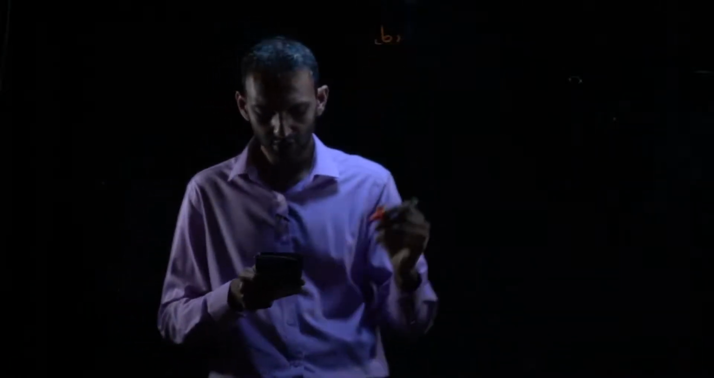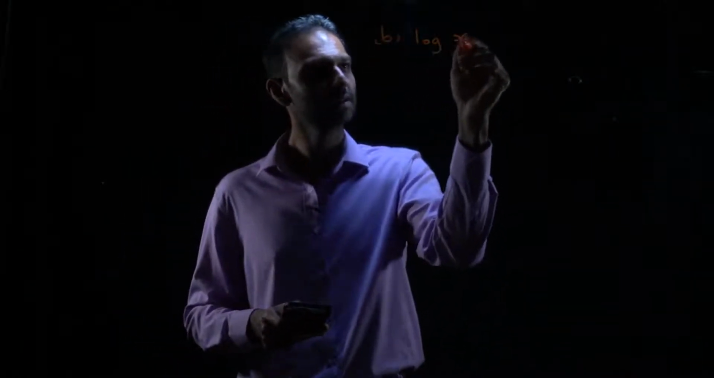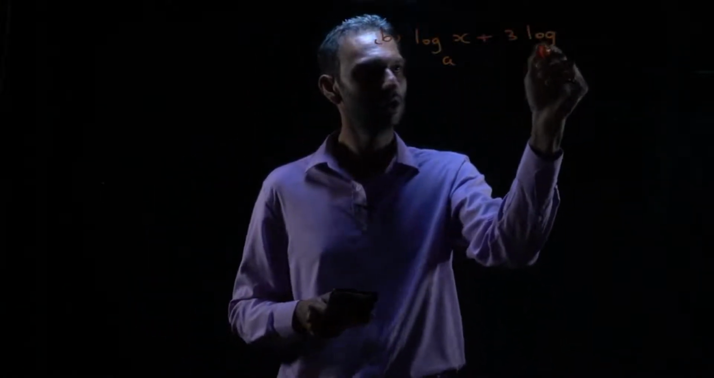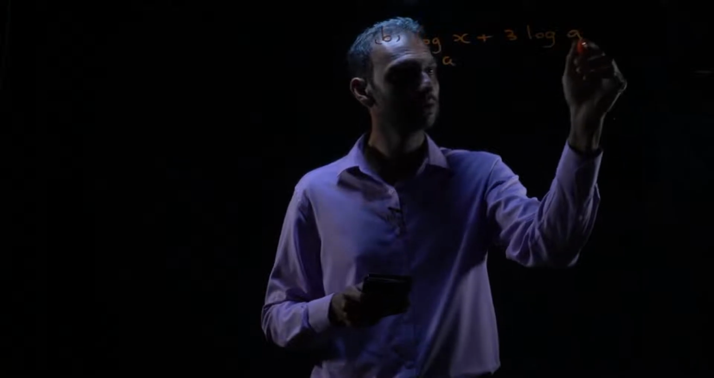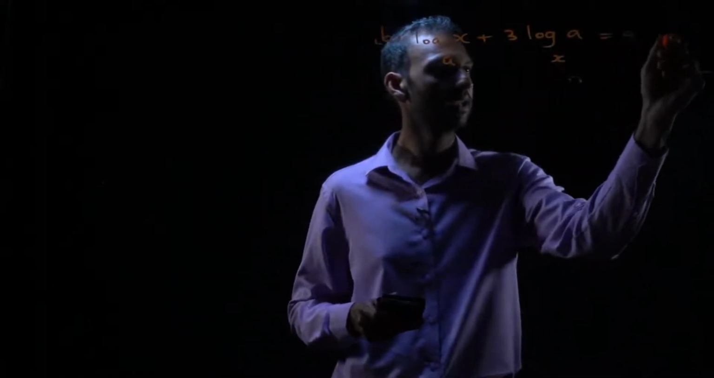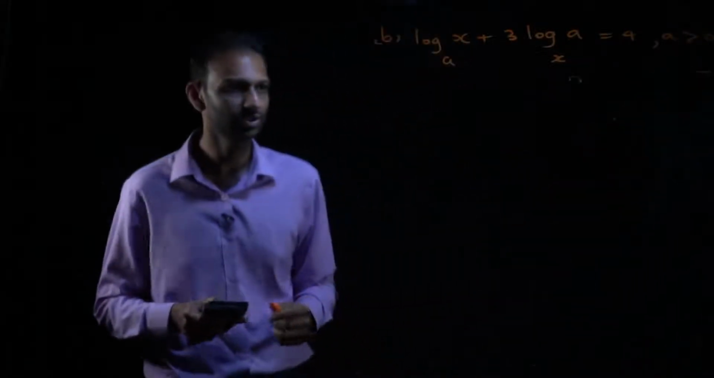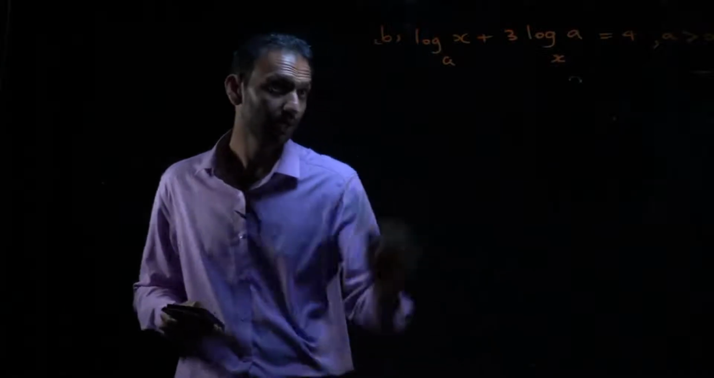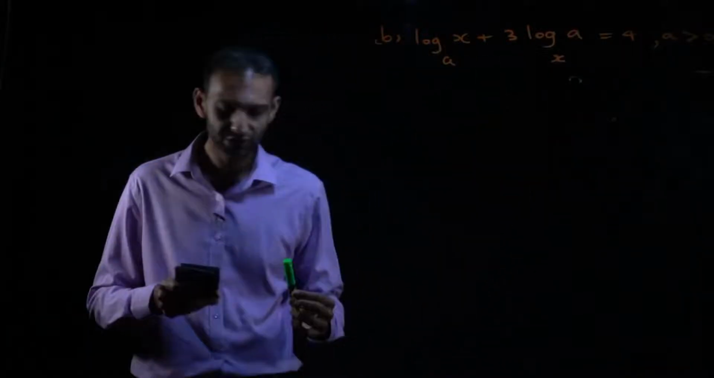For part B, we are asked to solve log of x to base a plus 3 log of a to base x is equal to 4. And a is a positive constant, a is greater than 4. Now, be careful that the bases are not equal. The bases are not the same.